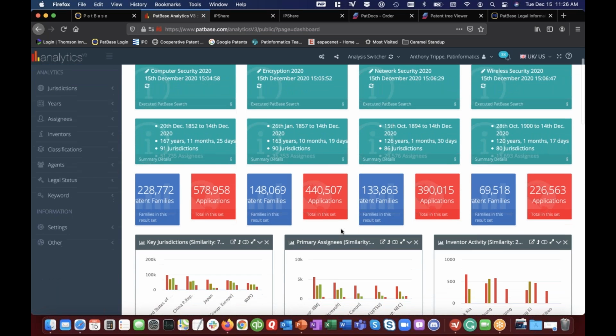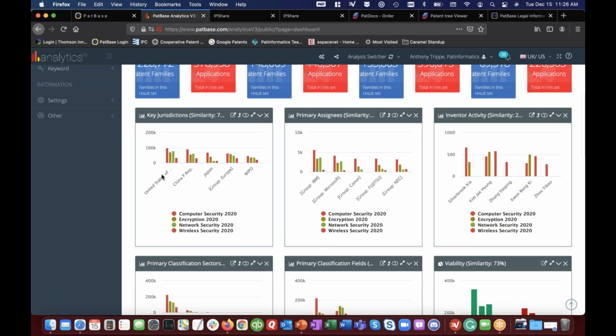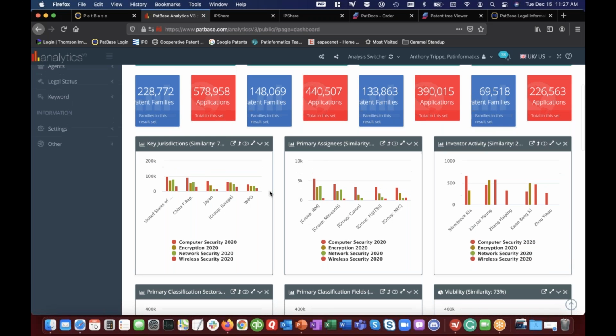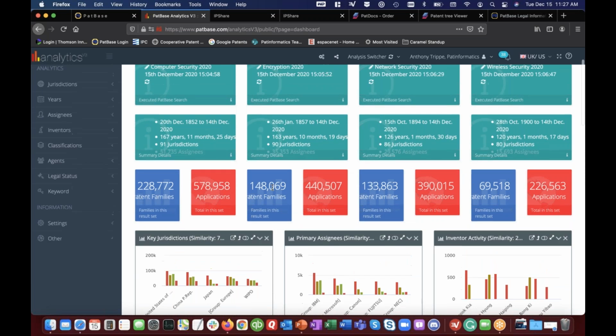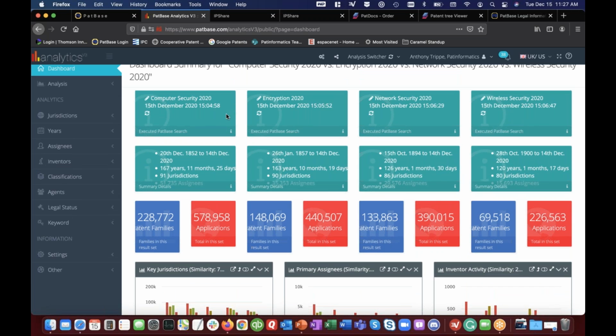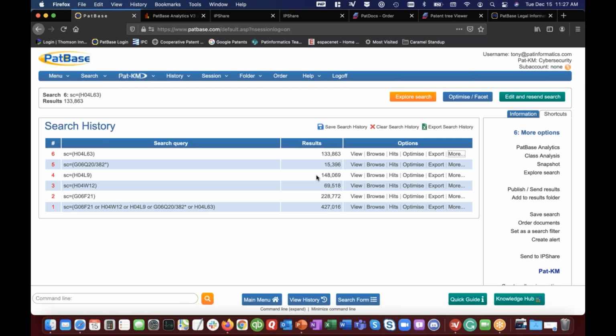So now I can actually look and say, okay, well, here's the US. And the US has the most in computer security, followed by network security. And then they've got encryption third. Now, mind you, I loaded these in the order of how many records there were in each one. And so you can even see that here, that computer security was the largest, followed by encryption, followed by network security, followed by wireless. That was back here too. So 148,000 versus 133,000, and so on.